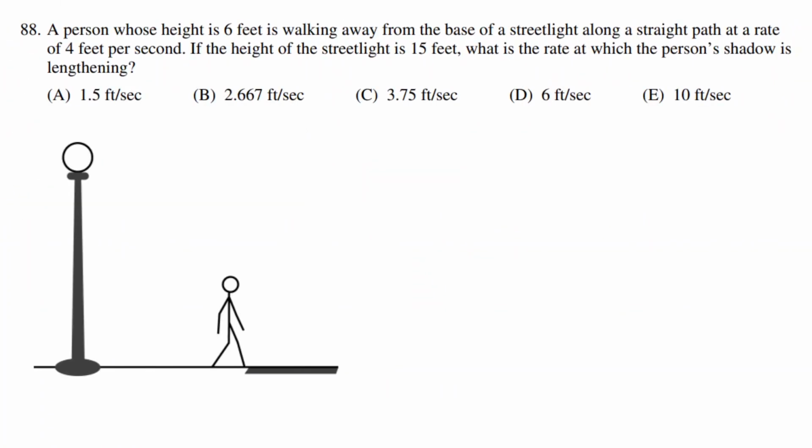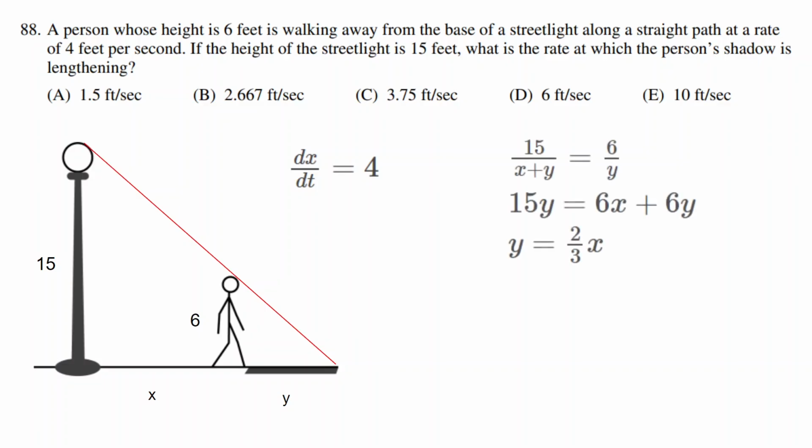88 has kind of a related rates problem, so let's label the figure and write down what we are given. We have two triangles with one inside the other, so they are related. We can use 15 over x plus y equals 6 over y. We can set them equal to each other by doing 15y equals 6x plus 6y. After simplifying, y equals 2/3 of x.